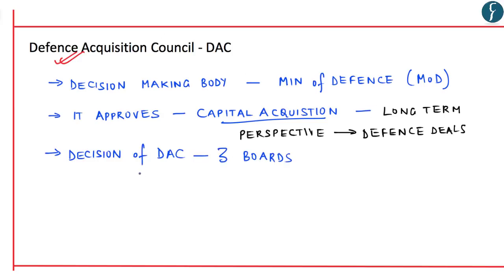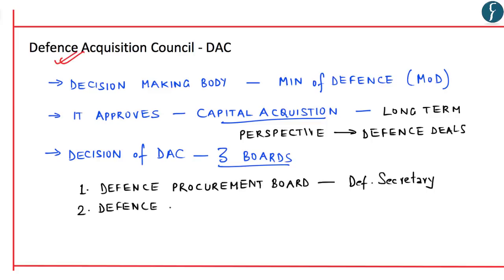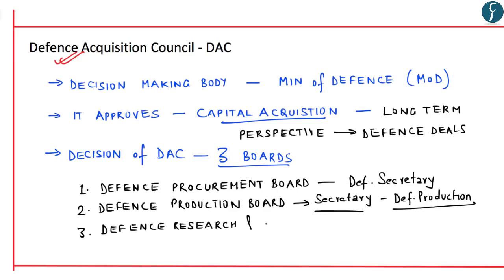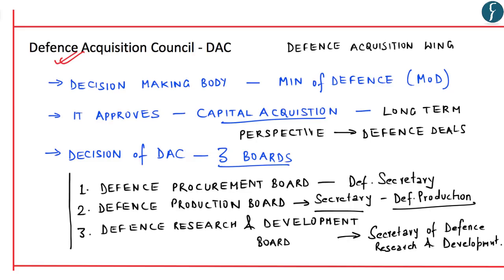And the decision of Defense Acquisition Council is to be implemented by the following three boards, namely Defense Procurement Board headed by the Defense Secretary, Defense Production Board headed by the Secretary Defense Production, and Defense Research and Development Board, and this is headed by Secretary of Defense Research and Development. Further, a Defense Acquisition Wing headed by the Director General of Acquisition has also been created to assist the Defense Procurement Board in its functioning.